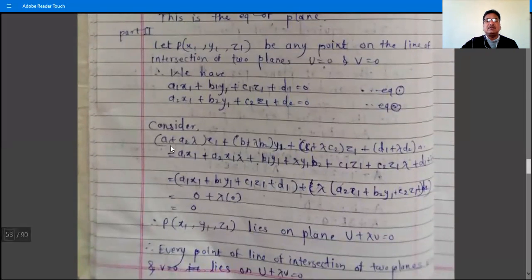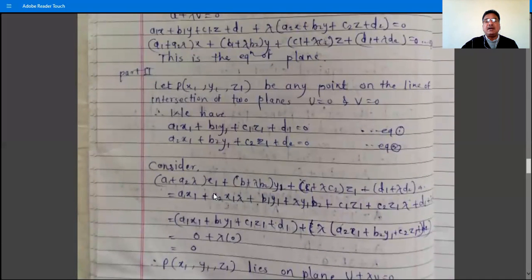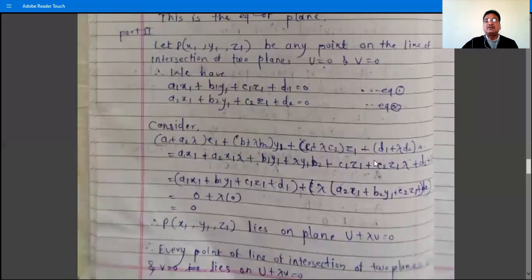Then consider this equation, (a1 + a2 lambda) x and so on. We have to show that the point lies on this plane. So if the point x1, y1, z1 satisfies this equation, substitute x, y and z as x1, y1, z1. Consider the LHS, substituting x as x1, y as y1, z as z1. We have to prove it is equal to 0.